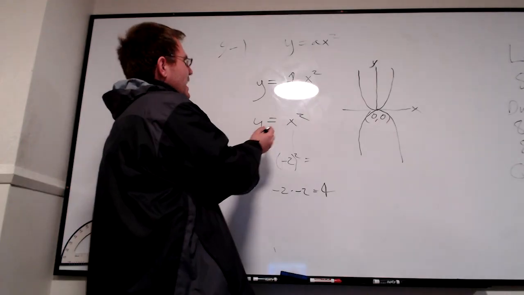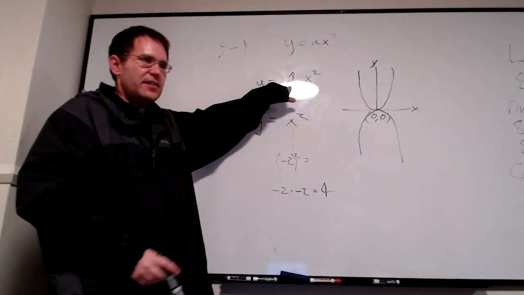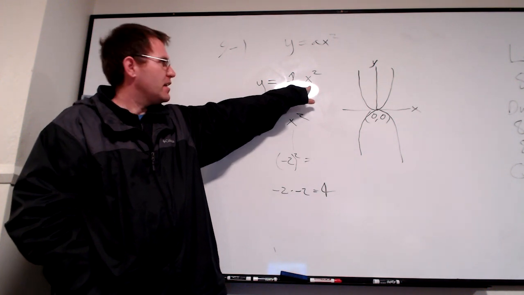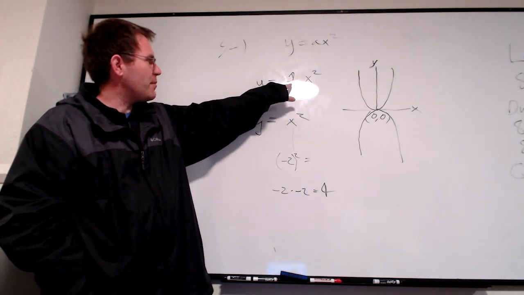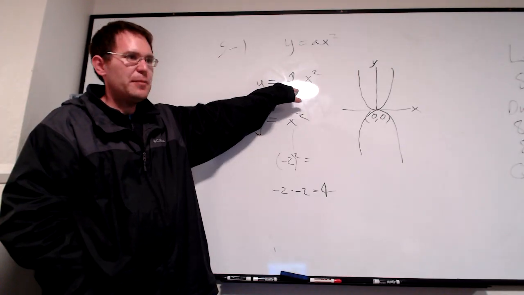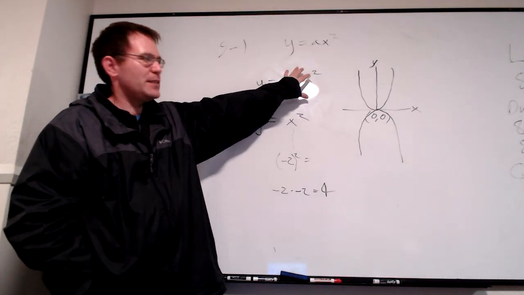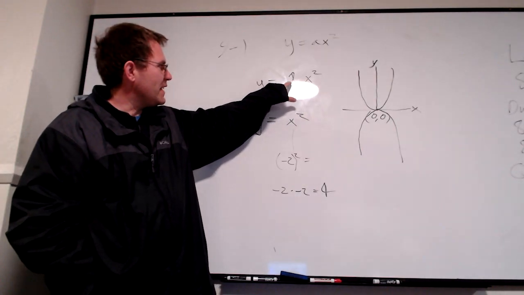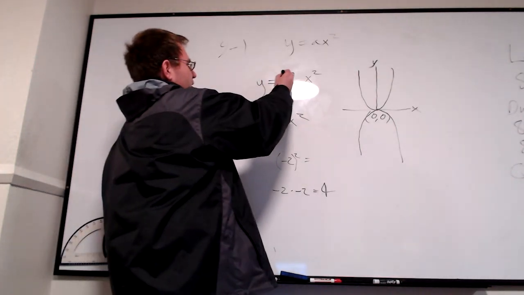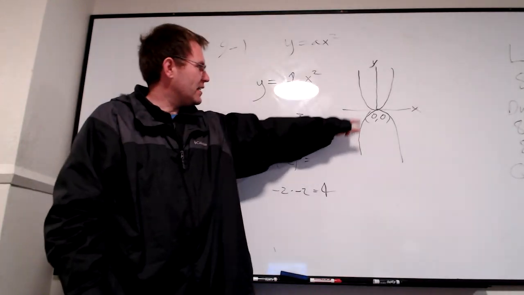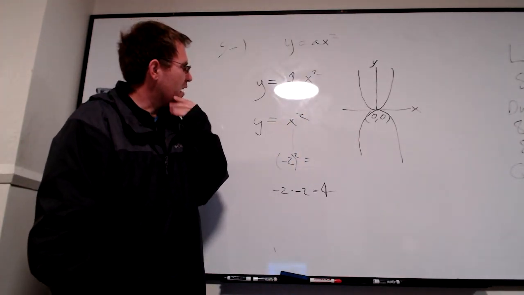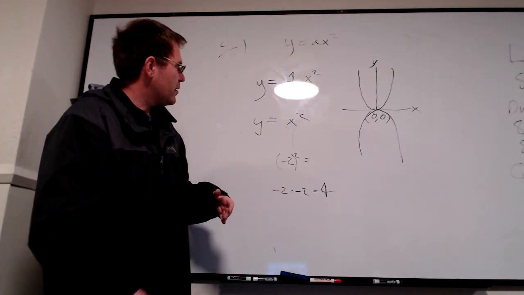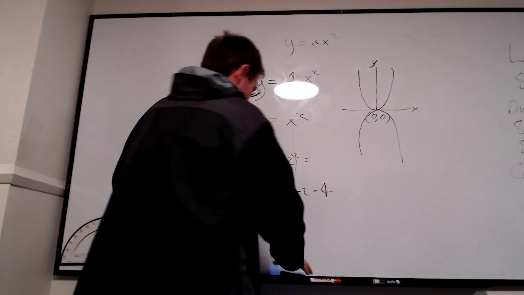So if we have some amount here, we know that x squared is positive. If this number is positive, the combined expression will be positive. But if this number was negative, then it would be negative, because a positive times a negative is a negative.